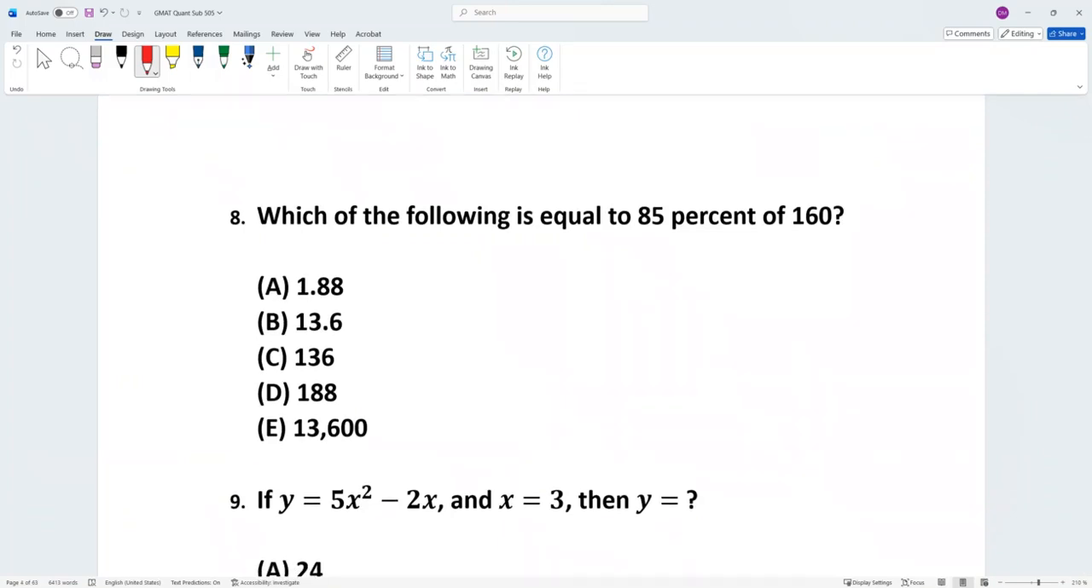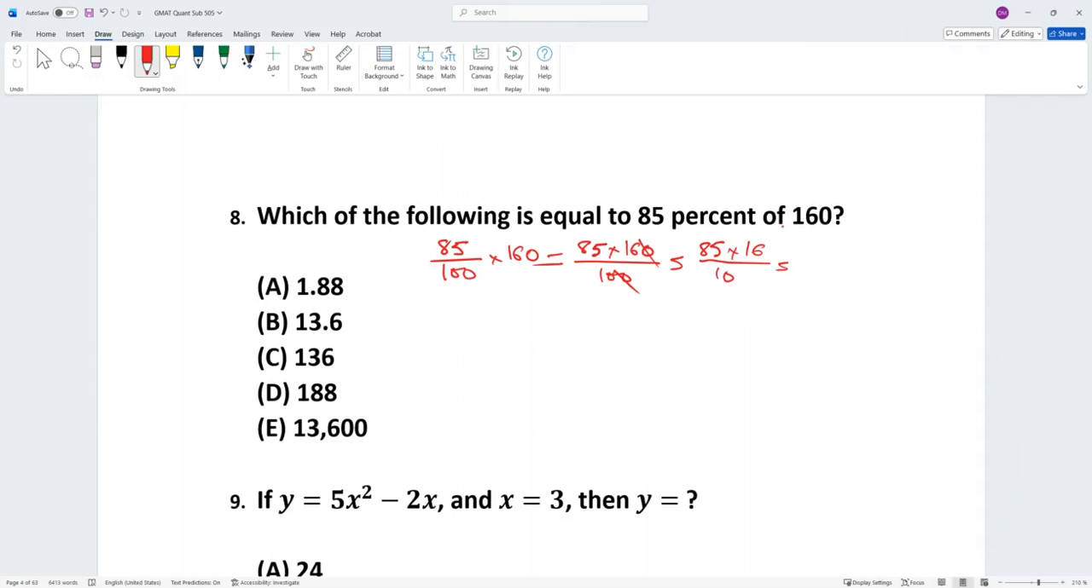Now the next question: which of the following is equal to 85% of 160? So simply saying 85% times 160. What is the answer of this equation? This is simply 85 times 160 over 100. So here we will have 85 times 16 times 10.